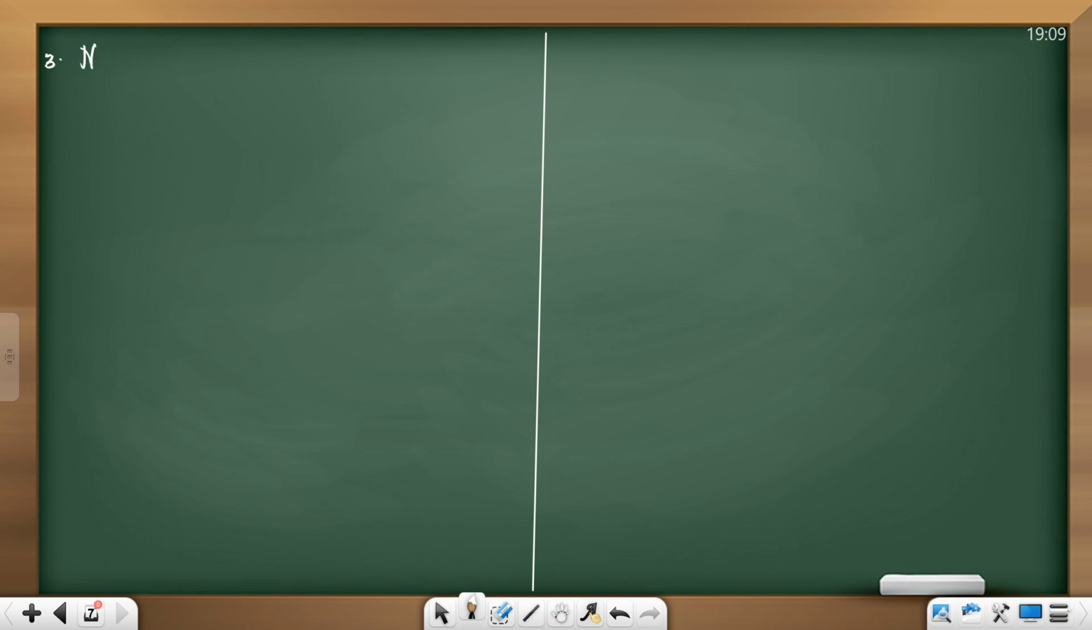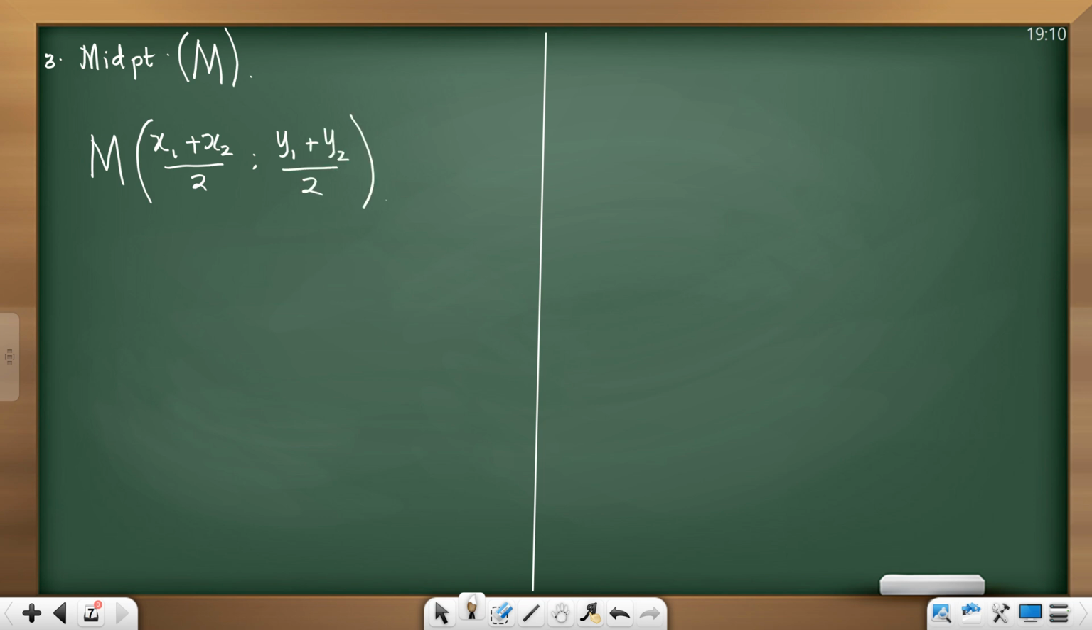Concept 3: Midpoint. Capital M, please take note. Gradient is small letter m, midpoint is capital M. The midpoint is (x1 plus x2) over 2, (y1 plus y2) over 2.